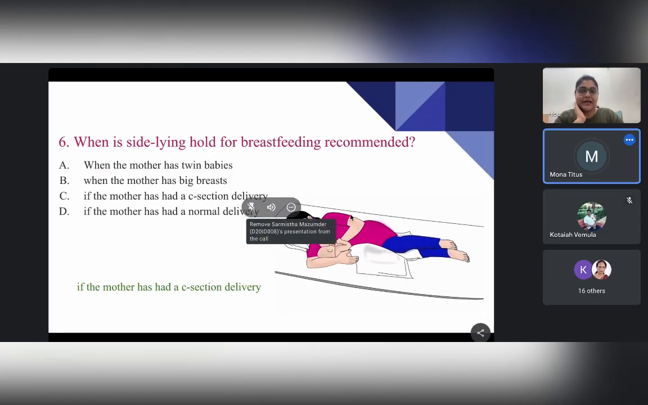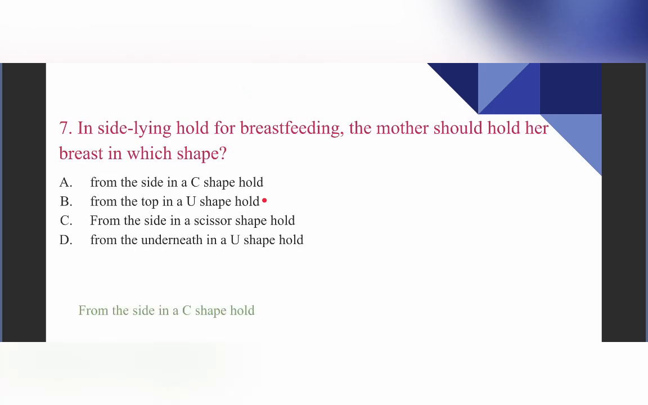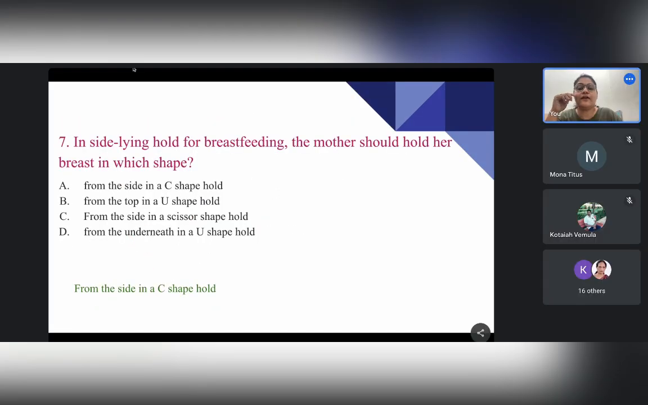Option A, ma'am. Yeah, so let us look at the image. As the position suggests, as I had just discussed previously, the hold should be convenient to both the mother and the child. So this C-shaped hold from the side is definitely most convenient for the mother as well. So the answer to this question is from the side in the C-shaped hold, right?